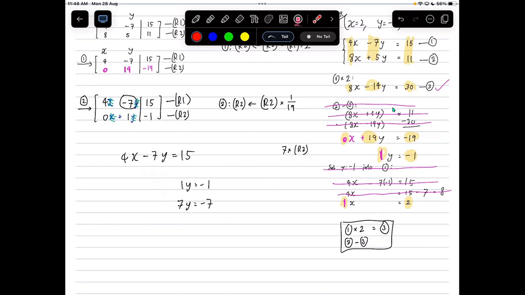Yeah. So what do you want to do to get rid of the minus 7y? Yeah, one is plus, one is minus. Add them. You see? Just add them together. Simultaneous equation. Call this equation star. Call this equation double star. Star plus double star.